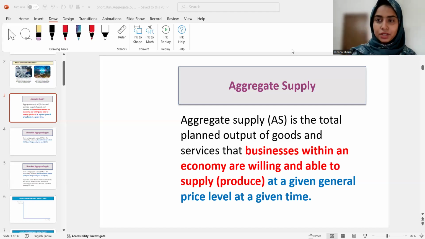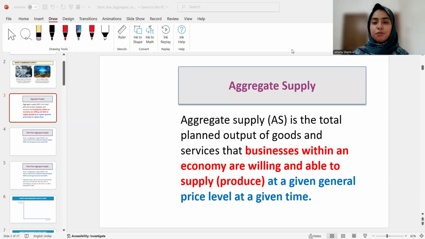Good evening, everyone. Today I'm going to explain aggregate supply. Aggregate supply is a pretty simple concept when it comes to the short run, and when it comes to the long run, we have to study a little more, especially when it comes to the Classicals and Keynesians. So there are two different approaches in aggregate supply. Unlike aggregate demand, aggregate supply is a little bit complicated, but it is an interesting topic.